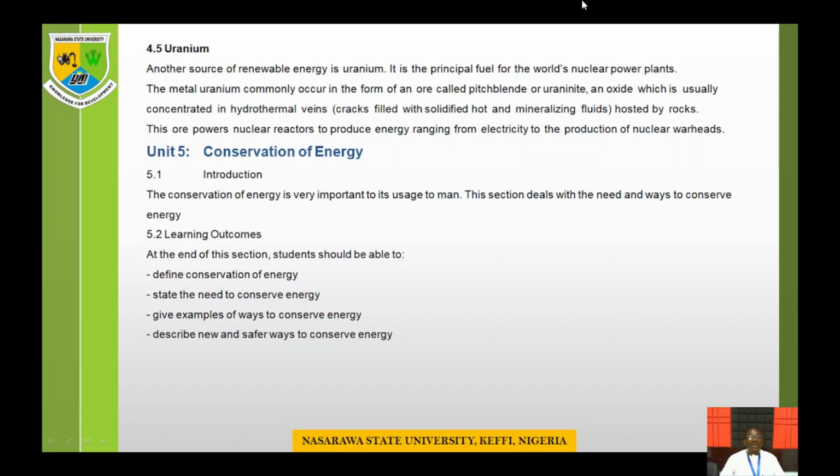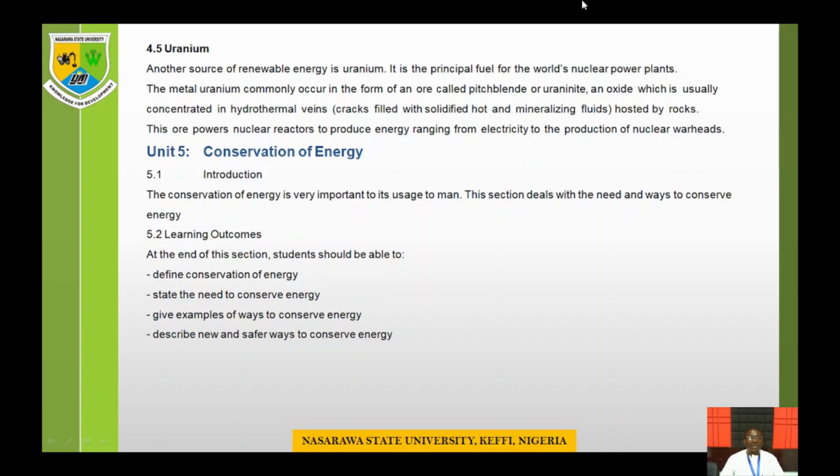Having considered all these examples, we will look at the fifth topic, conservation of energy. We have looked at the advantages and disadvantages of all the energy options available. So, the conservation of energy is very important to its usage by man. This section deals with the need and ways to conserve energy.